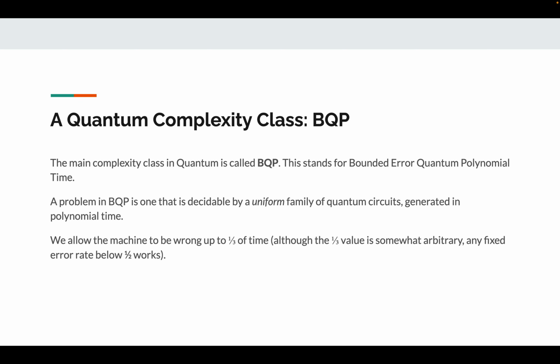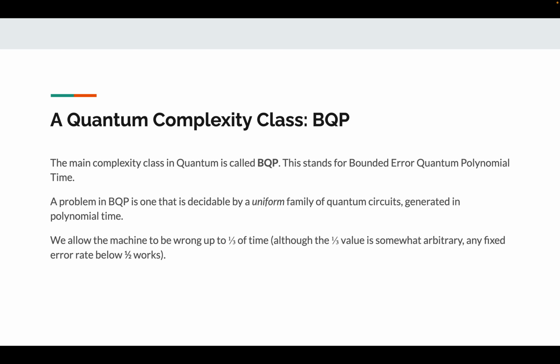Okay, so after we state our models, we'd like to start classifying problems. So let's state a class. This class is called BQP. It's sort of the most important quantum complexity class. It's loosely analogous to P, sort of the class of problems that we can actually feasibly solve on a classical computer. BQP stands for bounded error quantum polytime, polynomial time, which is a mouthful, of course. So let's unpack that. A problem is in BQP if it is decidable by one of these uniform families of circuits that is generated in polynomial time by a normal Turing machine.